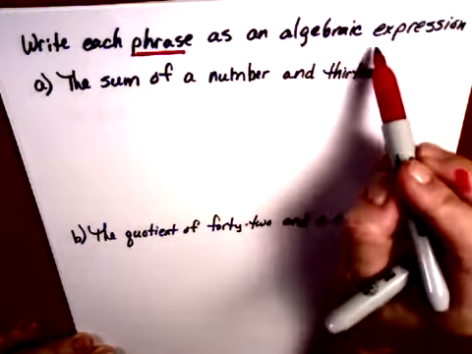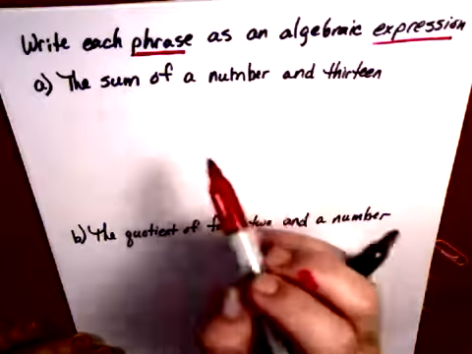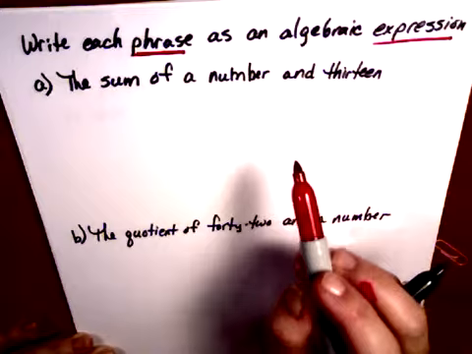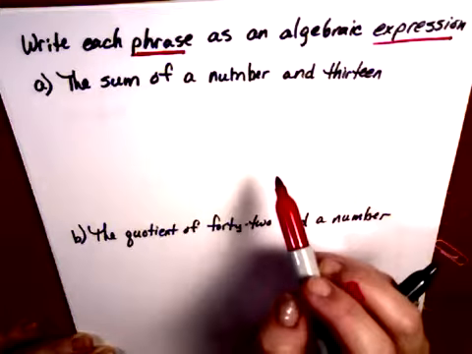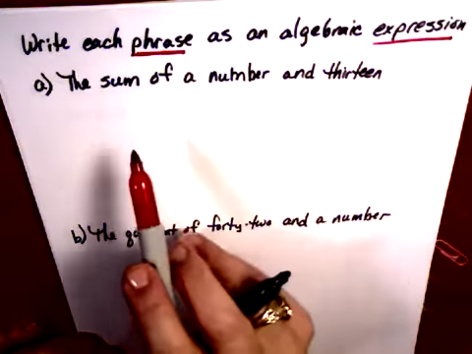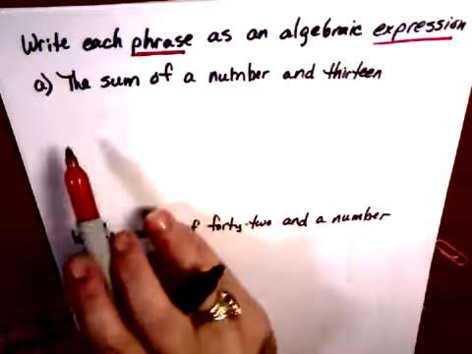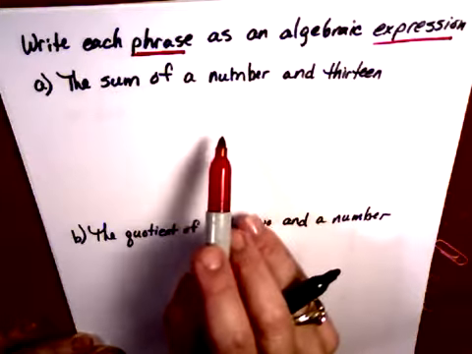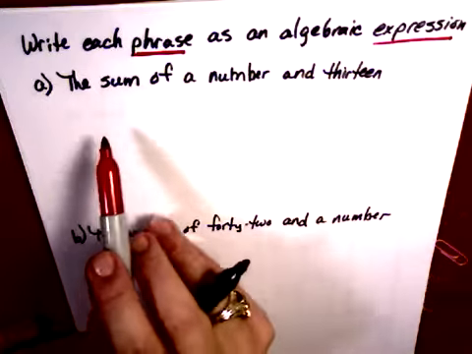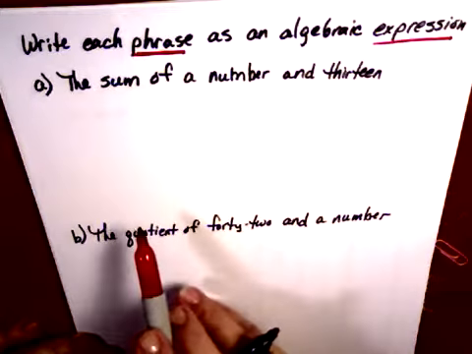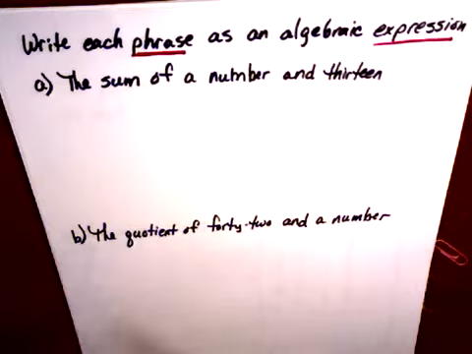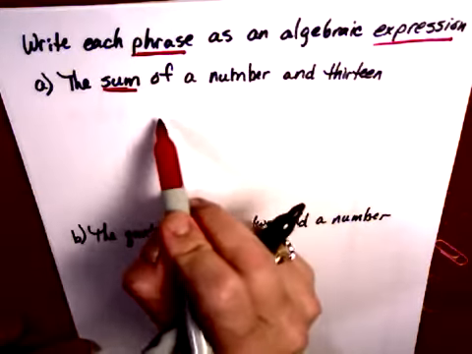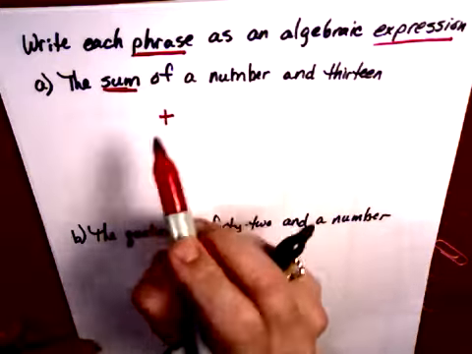So an algebraic expression is like an English phrase. Nothing's complete. There is no equal sign in an expression. So we just want an expression, no equal sign. We can't tell what the value of the variable will be. So let's look at A, the sum of a number and 13. There are keywords in here that you need to be familiar with, and the first one is the word sum. That's telling us we're going to add.